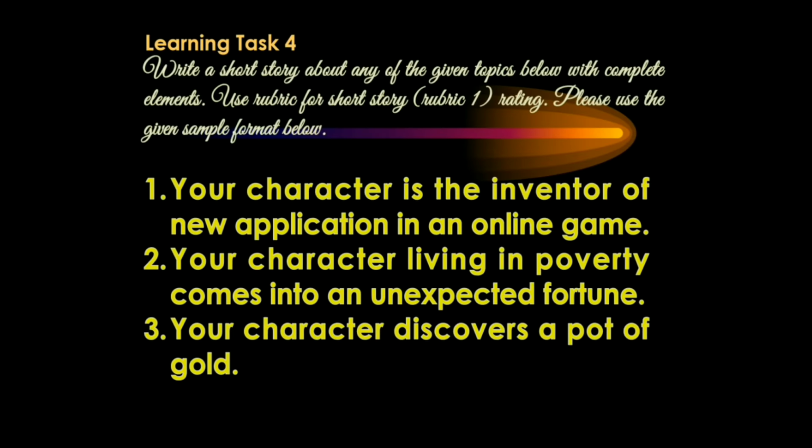For learning task 4, kids, you're going to write a story about any of the given topics with complete elements. So you're going to use a rubric for the short story rating and then use the given sample format. Your character is the inventor of the new application in online game. Number 2, your character living in poverty comes into an unexpected fortune. And the last one, your character discovers a pot of gold.